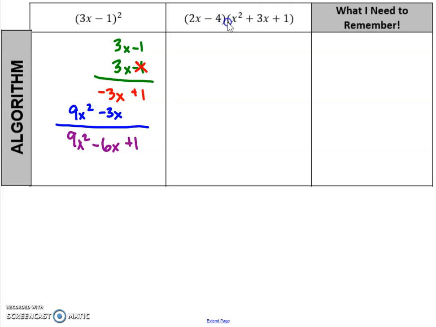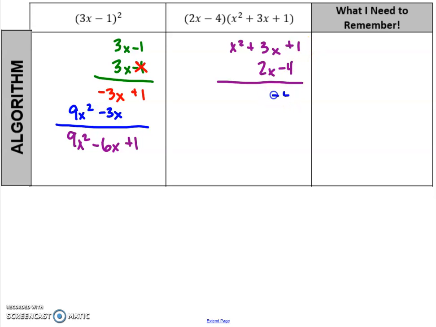Okay, we have 2x minus 4 times x squared plus 3x plus 1. I'm going to stack the longer polynomial on top. So I'm going to put that trinomial on top: x squared plus 3x plus 1, and times 2x minus 4. And we start multiplying. Okay, mind the sign.